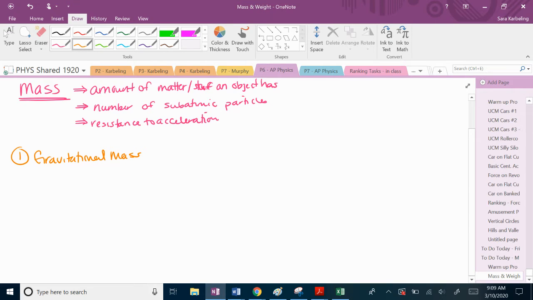And gravitational mass basically is comparing the force of gravity of an unknown mass to the force of gravity of a known mass. When you think about that, basically we're just trying to kind of compare and balance. And in fact, that's what we use to measure gravitational mass. We use a balance.